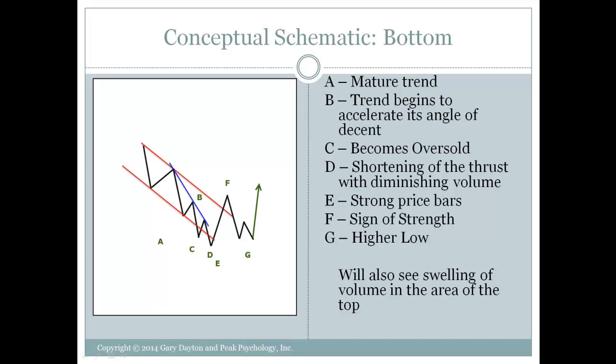We'll take a brief look at accumulation, and I'll show you how to read that in a few examples a little bit later. And eventually we'll put in a higher low. We might spring the market. There are different options here that you'll see, but you get the idea. I forgot to mention that after the sign of strength here at F, we will either spring the market or put in a higher low. And again, just like on a top, we're going to see that swelling of volume in the area of the bottom.